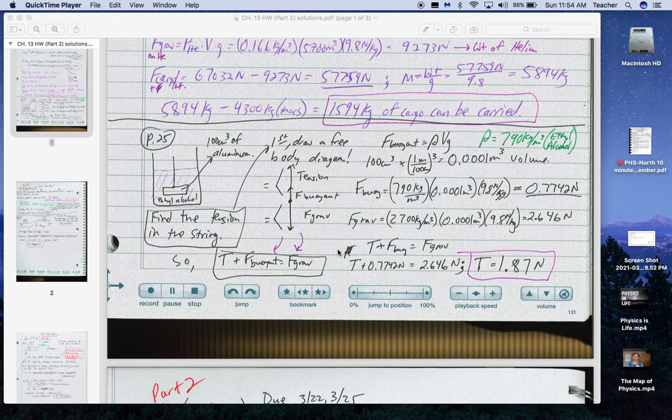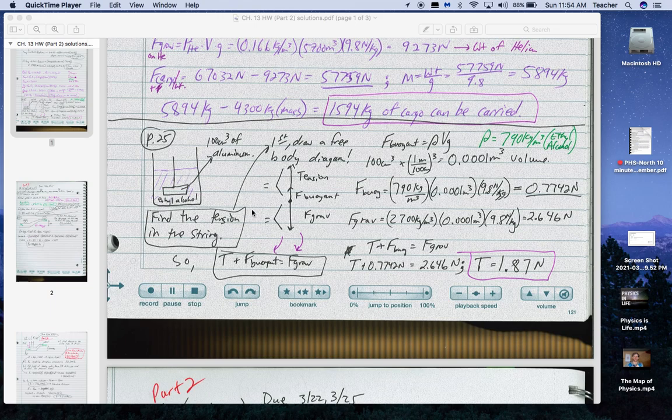For problem 25, hey, somebody's messaging me at this point. We've got a block in ethyl alcohol, and it said that the block was 100 cubic centimeters of aluminum, and you want to find the tension in the string. I really like doing a free body diagram for this because it helps me out. So aluminum is more dense than ethanol, so it would otherwise sink, so there has to be some tension on the string. So gravity down on the aluminum, buoyant force up on the aluminum, tension up on the aluminum, those should be equal to each other.